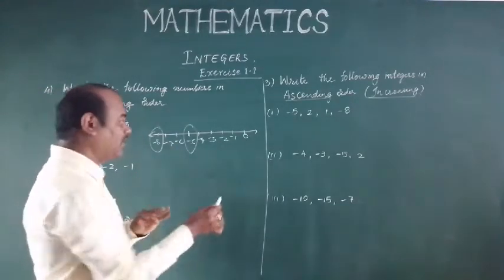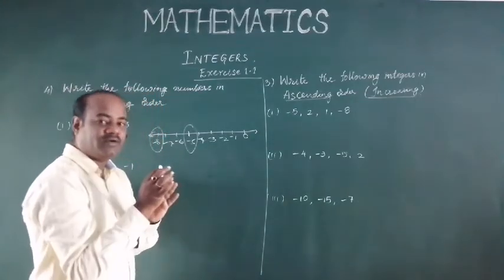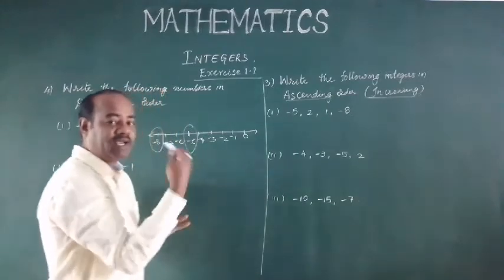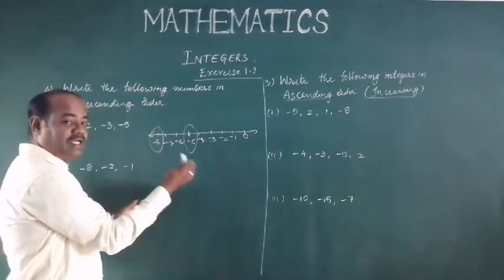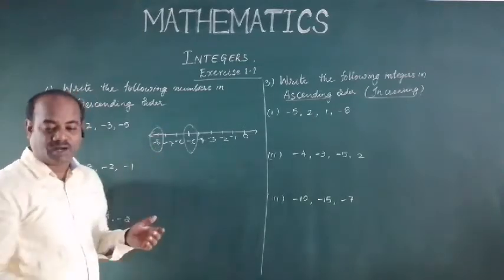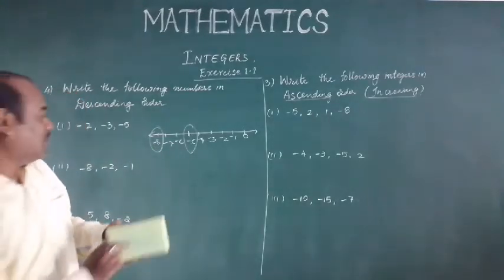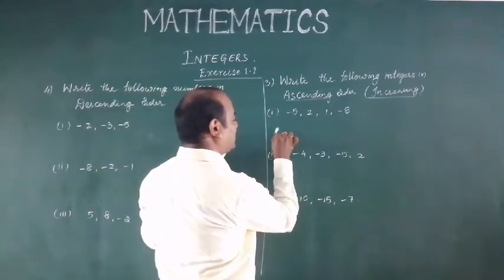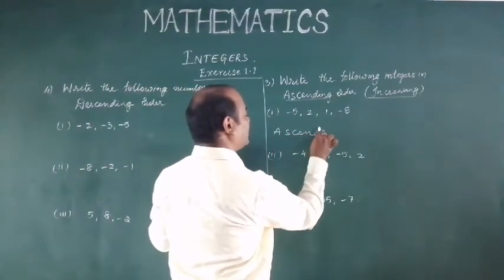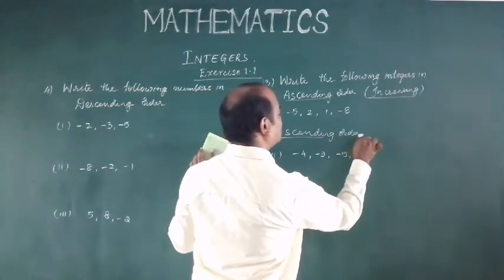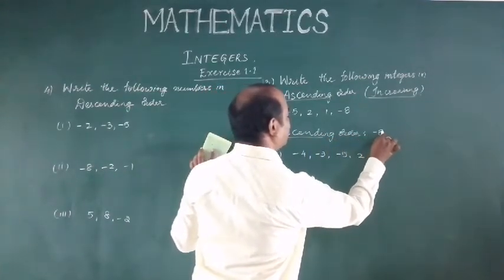Clear? In general, positive numbers, 8 is greater than 5. Why? Because 8 is right side of 5. That's why 8 is greater. Here minus 8 is left side of minus 5. That's why minus 8 is smaller. Minus 8 is smaller number. Therefore, among all these, what is the smallest number? Minus 8. Ascending order. So, smallest number is minus 8.